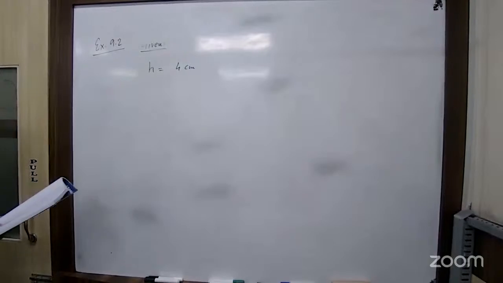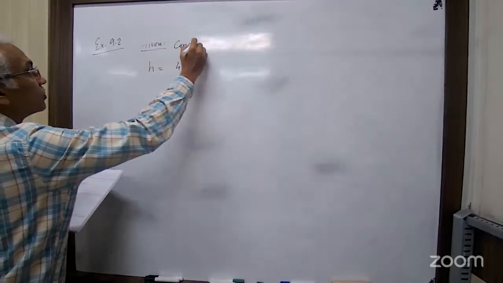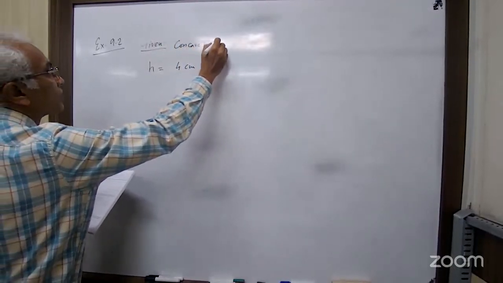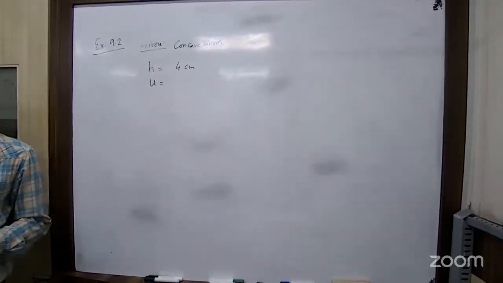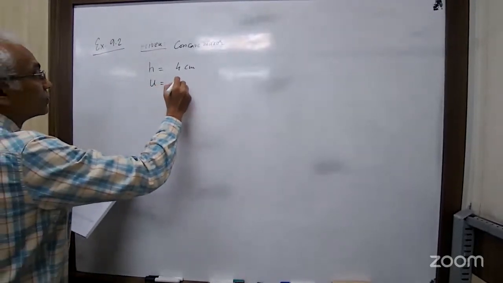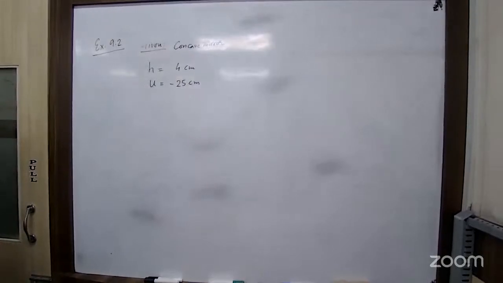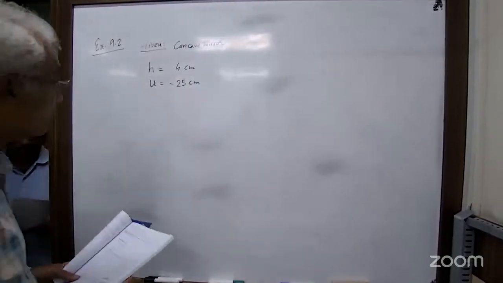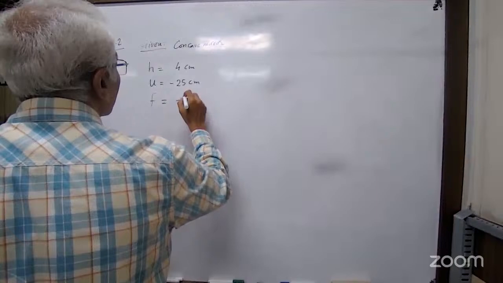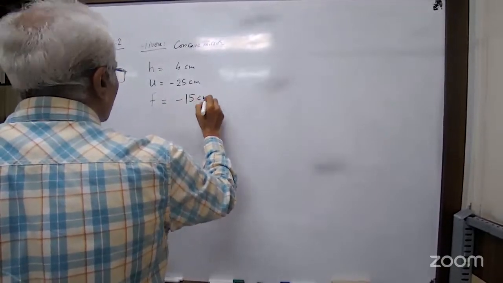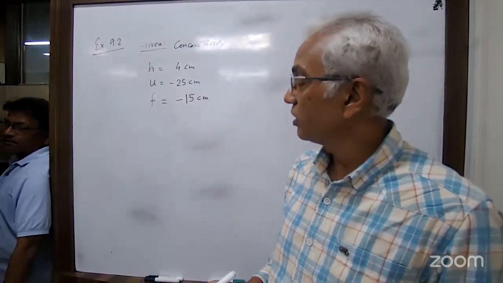Placed 25 centimeter in front of a concave mirror. So it is given concave mirror. So U is always negative. So U is minus 25 centimeter. Focal length is 15 centimeter and it has to be minus. So focal length for a concave mirror is negative.